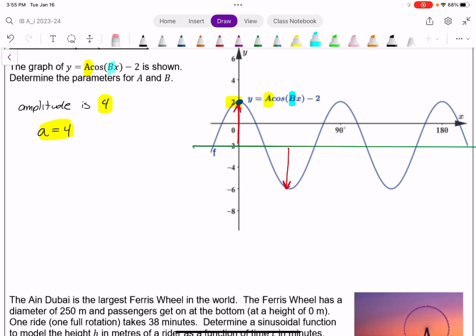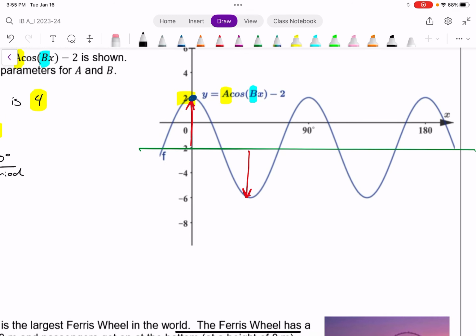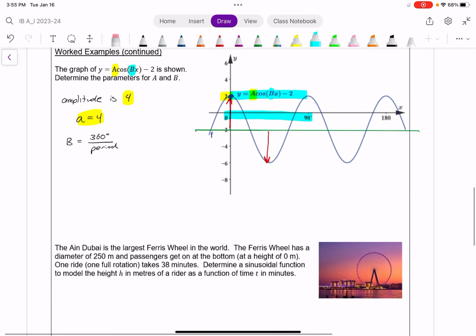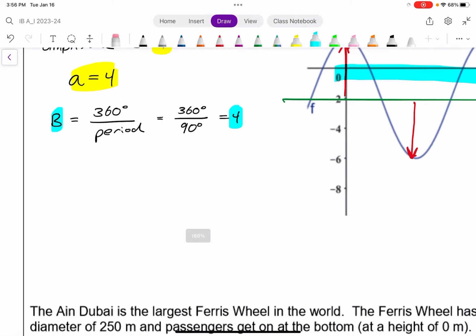My B parameter, for this I need to figure out the period, because B is always the same as 360 degrees divided by the period. So what's the period? Well, I can look at my graph. The period is the horizontal distance from here to here, which I can actually see is 90 degrees. And so my period is 90 degrees, which means I can see my B parameter quite quickly. I get 360 degrees divided by 90 degrees, which is exactly 4. So that B parameter is 4.